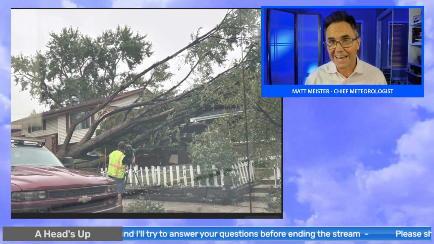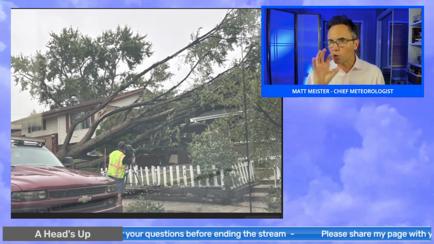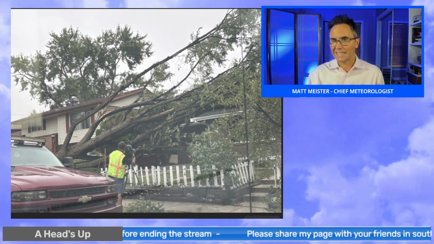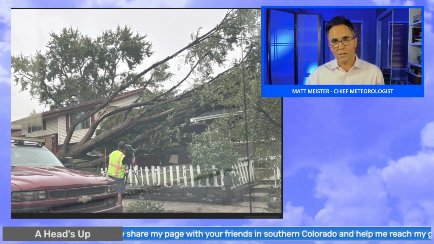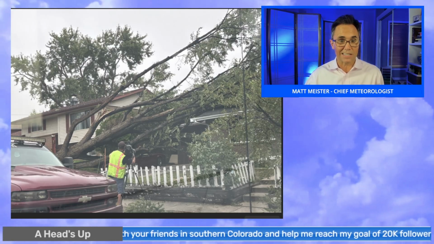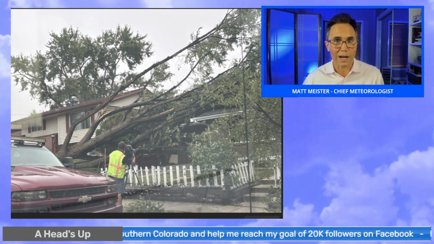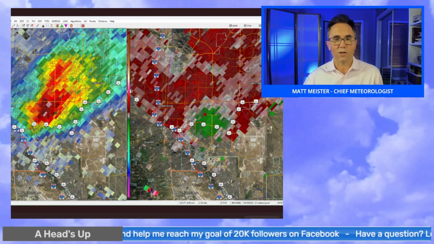Now, I will say that the ground being wet certainly had something to do with it. But it also takes some really strong wind to do that. And you see some of the issues that were out there cleaning up last Friday morning.